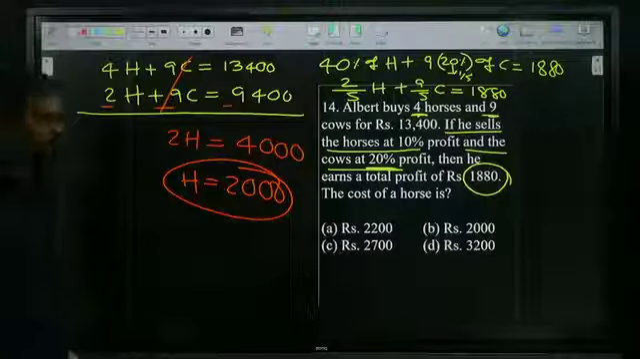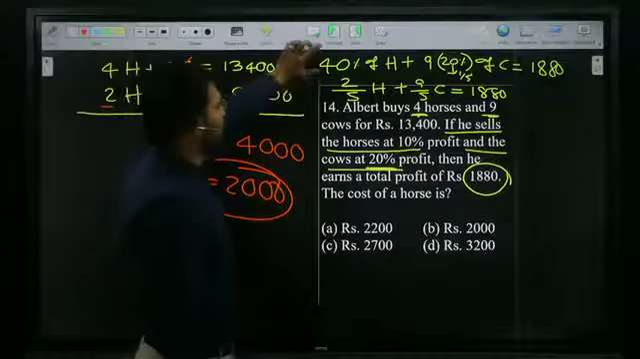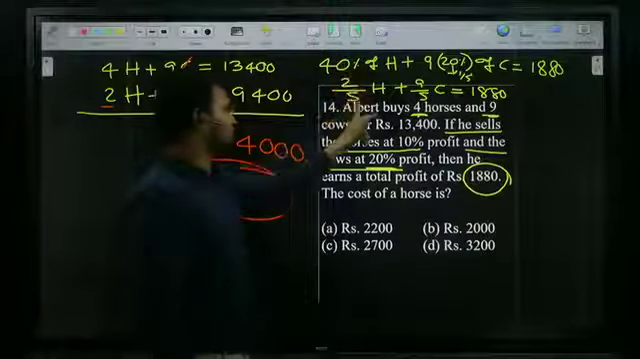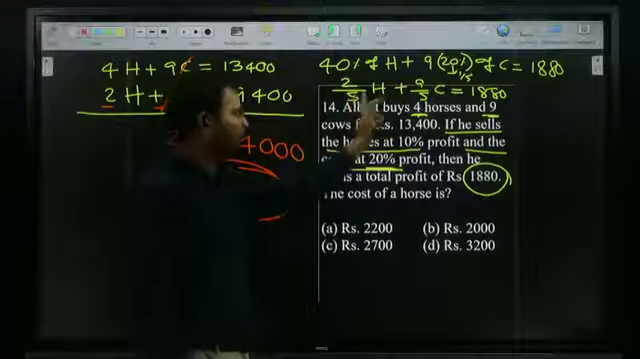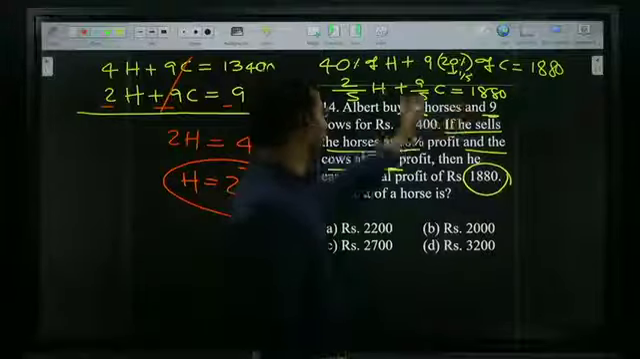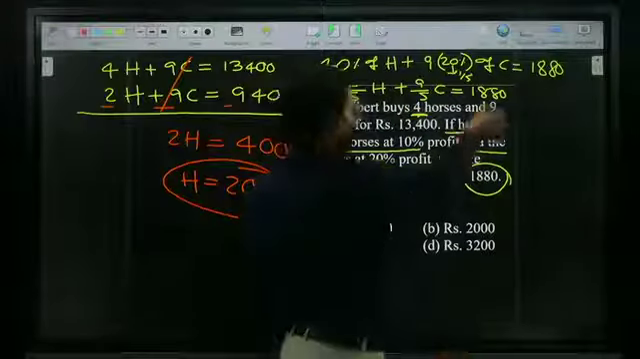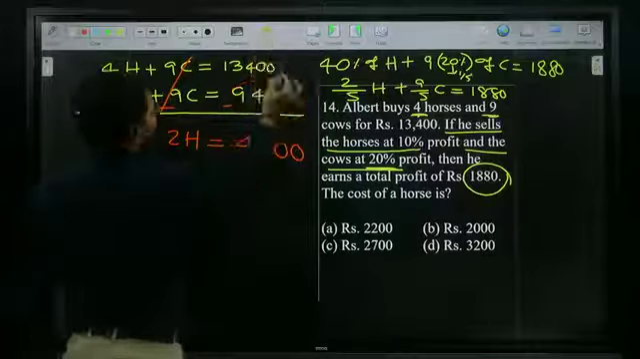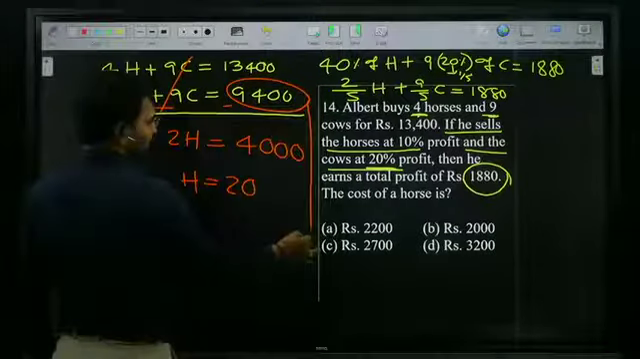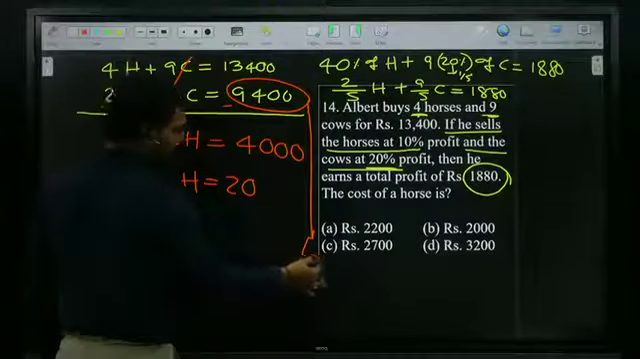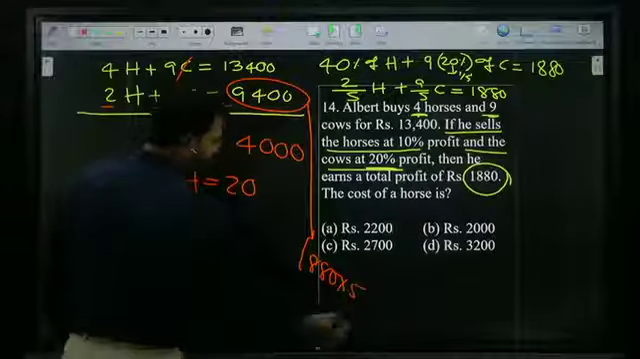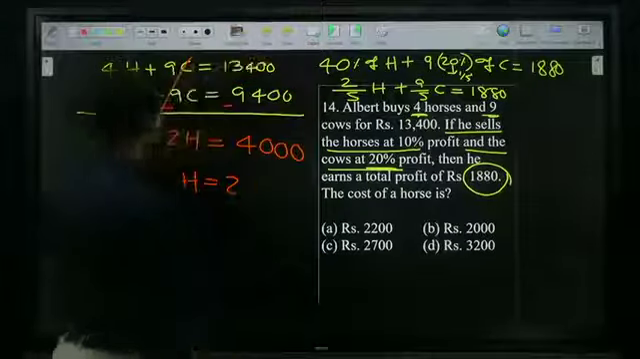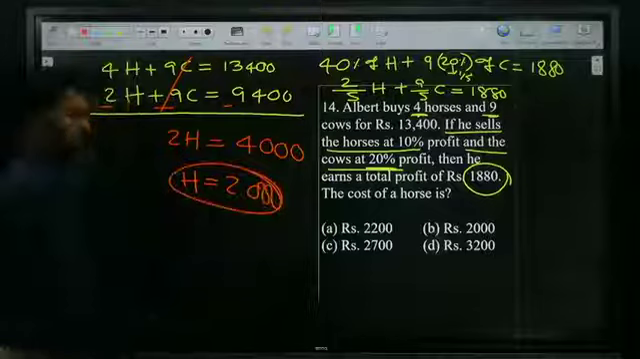Just make a note, all of you. Percentages we know very well: 1 horse 10%, 4 horses 40%. 20% is nothing but 1 by 5, 40% is nothing but 2 by 5. 2 by 5 of H plus 9 by 5 of C is equal to 1880. 5 is the LCM, this 5 comes to this side. 1880 into 5 is 9400. How does this 9400 come? This 9400 is nothing but 1880 into 5. All of you okay?